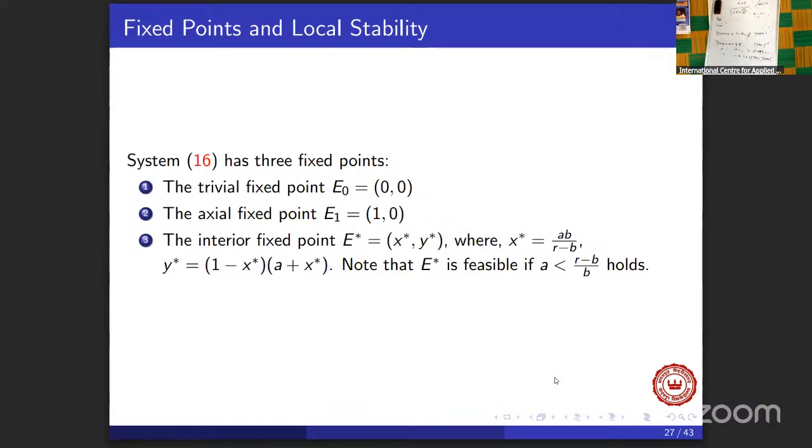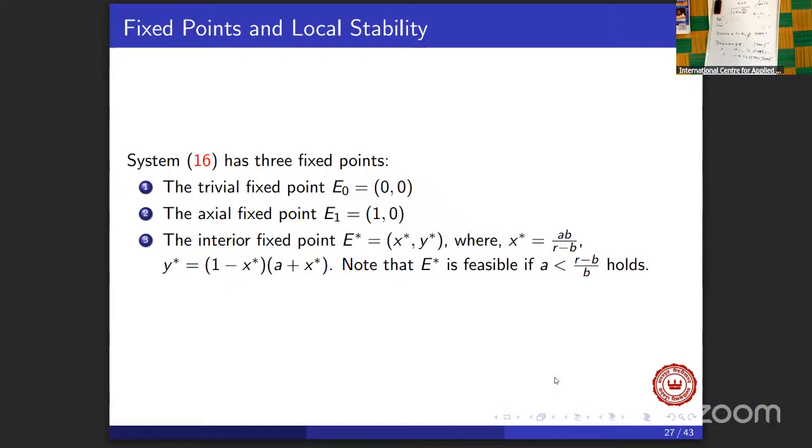Following this system of equations, we get three equilibrium points: one is (0, 0), one axial one (E1, 0), and an interior one. The interior equilibrium is x star equals AB by R minus B, so we need R greater than B, and y star is positive. We get the following condition: A less than (R minus B) by B.